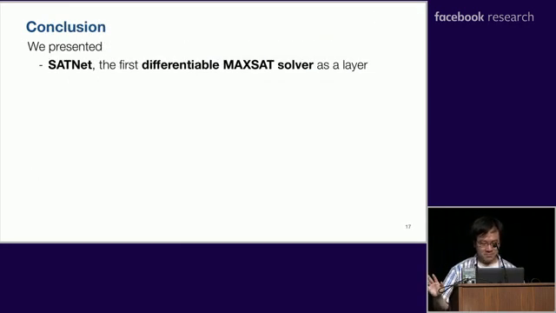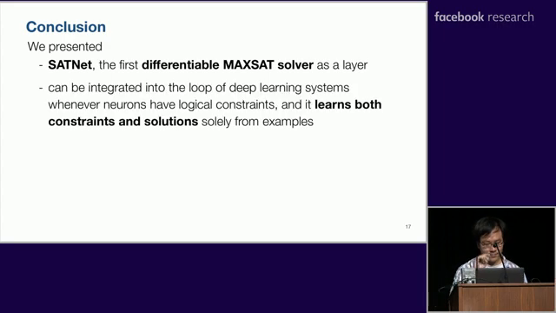To conclude, in this talk, we present SATnet, the first differentiable smooth MAXSAT solver, as a layer. This layer can be integrated into a deep learning system whenever you think a neuron should be subject to certain logical constraints, but you don't know what those constraints are. A deep network constructed in this fashion is able to learn both the constraint and the solution solely from examples.